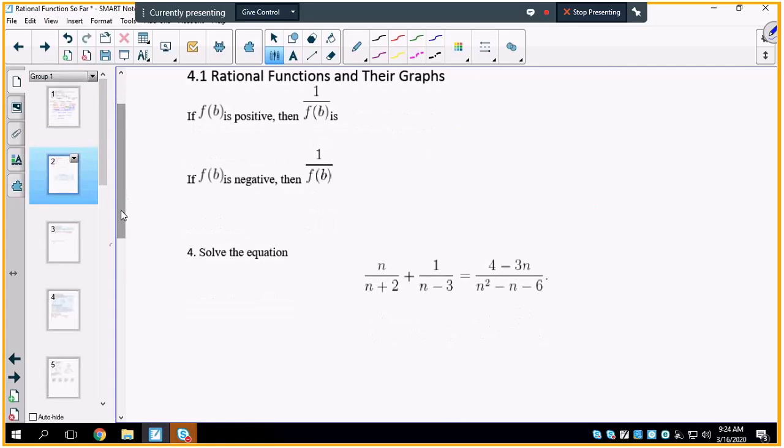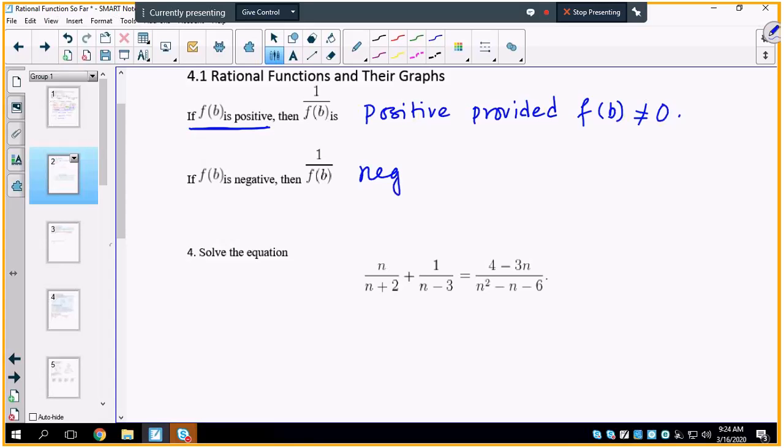So we have a couple more. If f(b) is positive, then 1 over f(b) is also positive, because 1 is already positive, and if you divide by a positive number, it remains positive. But again, I will say provided f(b) is not equal to 0, which is redundant in this expression because I'm saying f(b) is positive, so I don't have to worry about f(b) being equal to 0. But I will still go ahead and say that so that we remember. If f(b) is negative, then 1 over f(b) is negative. And then I know that negative means it is not equal to 0, but it doesn't hurt if I go ahead and say that f(b) is not equal to 0.